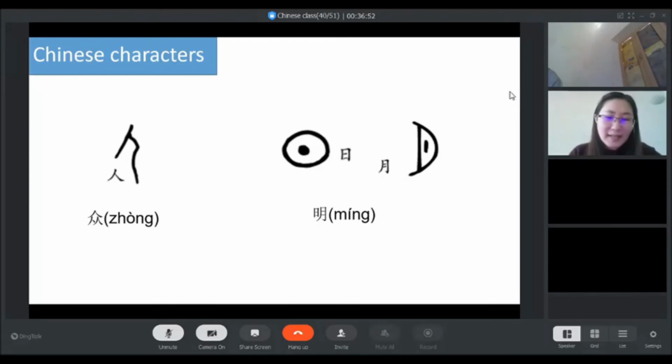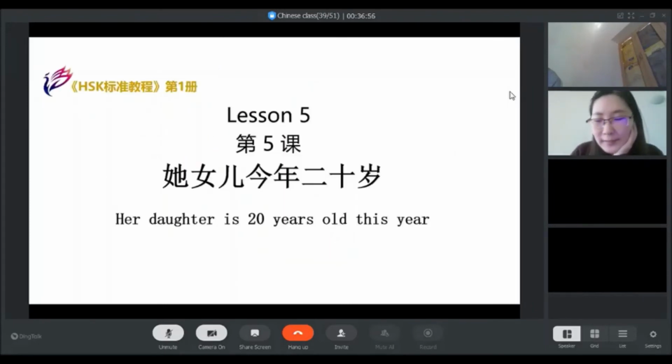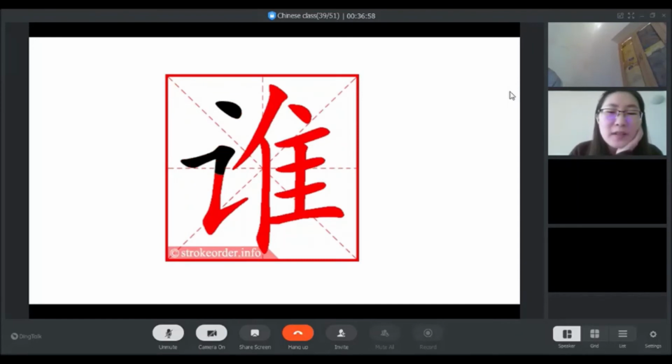So we can see that we have learned many Chinese characters to remember. For example, last lesson we learned this one, 谁. 谁 means who. This is the written order of these words. We can see the Chinese word.